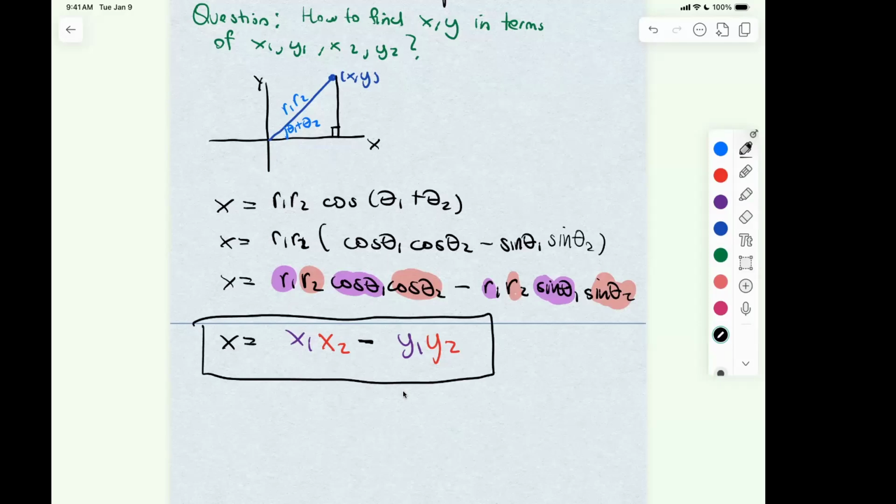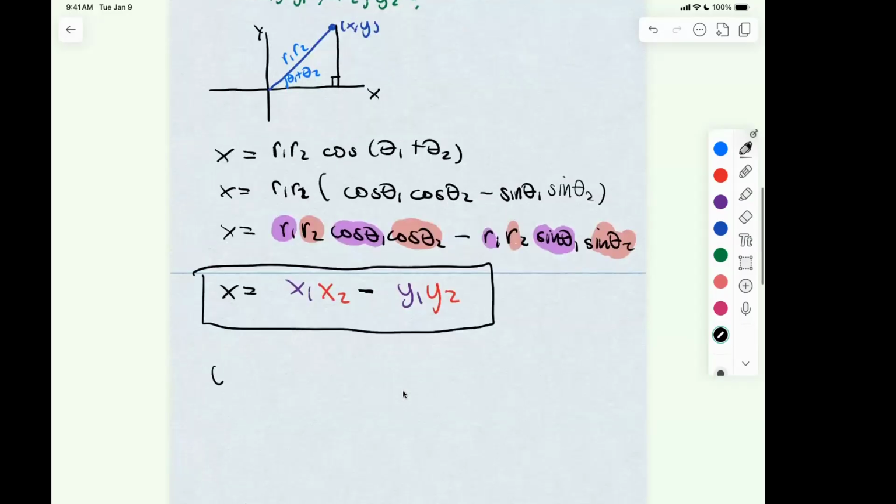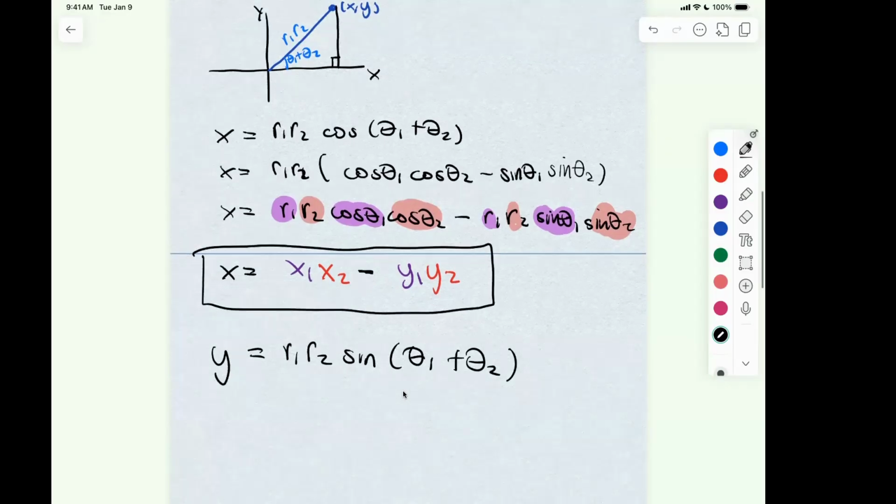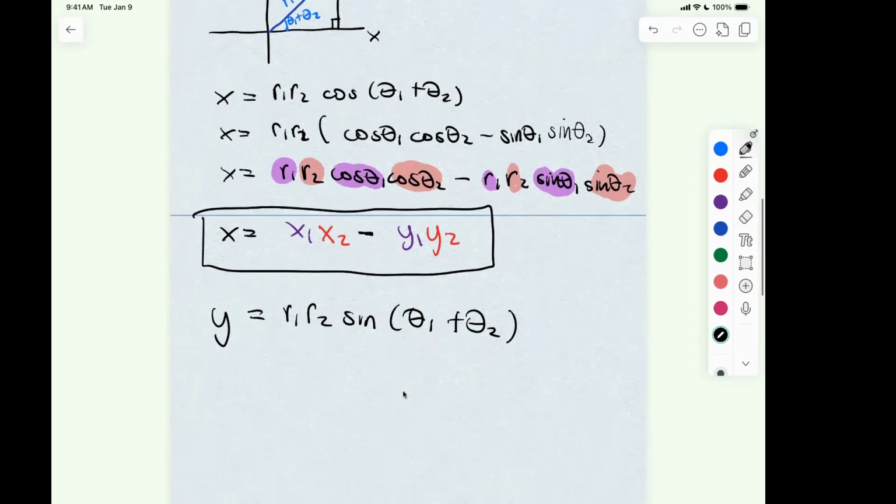Okay, and how about Y? So Y would be R1 R2 sine of theta1 plus theta2, right? And then you have to remember what was the formula for the sine of theta1 plus theta2? It's sine with cosine. So it's sine of theta1 with cosine of theta2 plus cosine of theta1 with sine of theta2. The cosine of the sum is cosine cosine, sine sine. The other one is sine cosine, cosine sine. So it combines the sines and cosines.